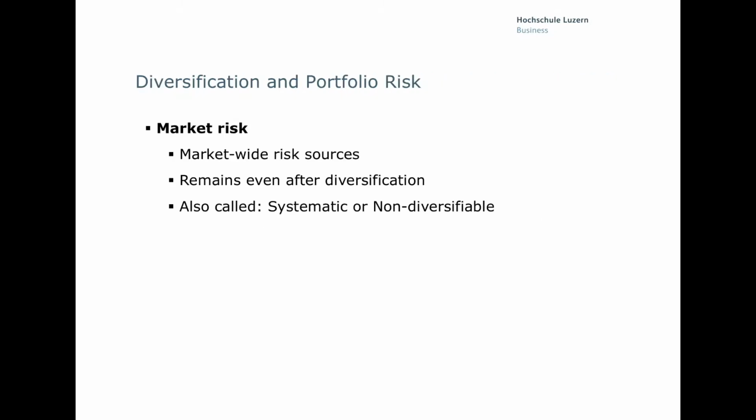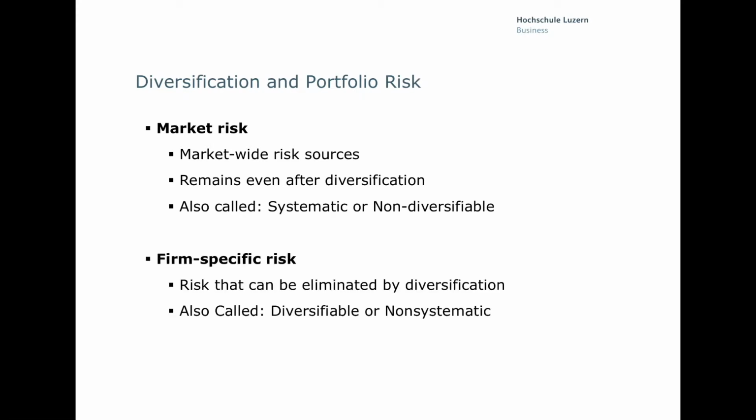Diversification and portfolio risk. As previously discussed and highlighted on the two graphs, we need to differentiate between market risk and firm-specific risk. The risk that remains even after extensive diversification is called market risk. Risk that is attributable to market-wide risk sources is called systematic risk or non-diversifiable risk. In contrast, the risk that can be eliminated by diversification is called unique risk, firm-specific risk, non-systematic risk, or diversifiable risk.